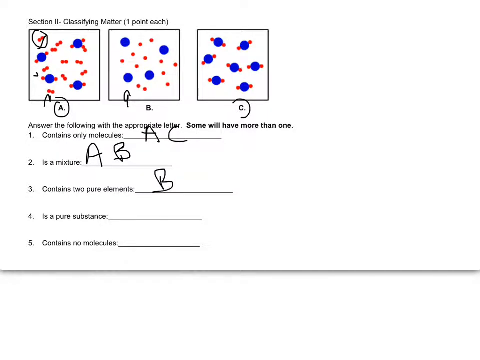Which is a pure substance? Well, A and B are both mixtures, so that means only C is a pure substance because it's all made of the same compound. Pure substance doesn't have to be just an element. It could be a compound as long as it's all the same.